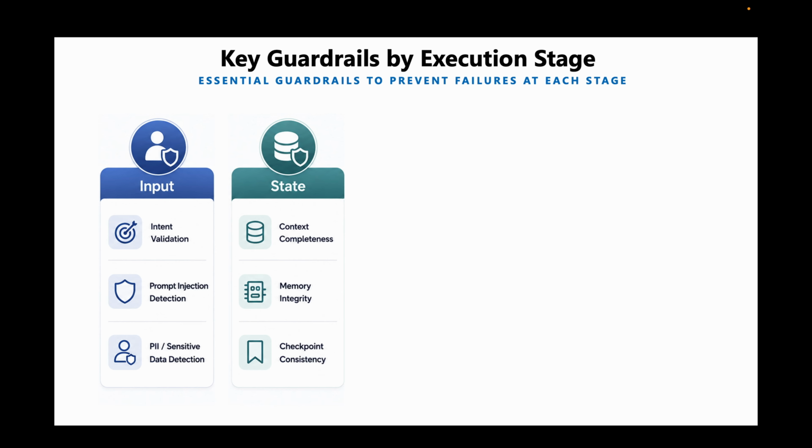State guardrails ensure that retrieved context from the data sources is complete and relevant to the task, the agent's own memory remains consistent and up to date, and the state checkpoints with workflow progress are valid.